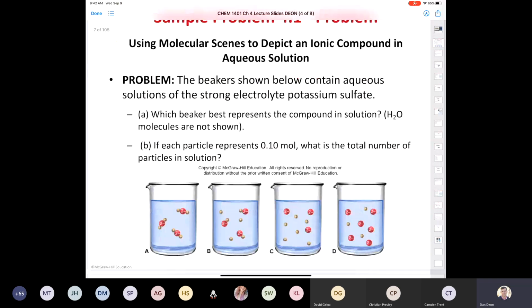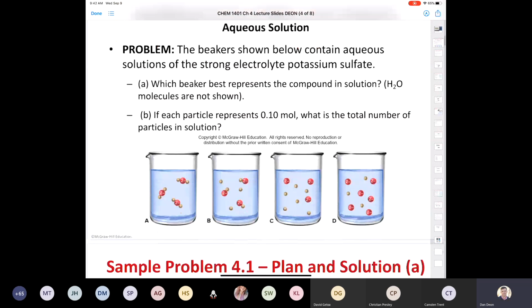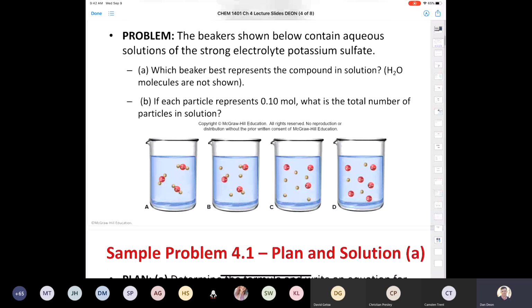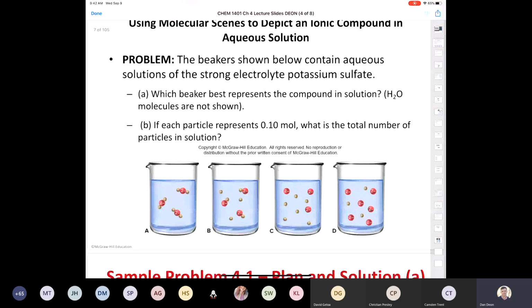It says here, using molecular scenes to depict an ionic compound in aqueous solution. All right, we have a problem. The beakers shown below contain aqueous solutions of the strong electrolyte. What does that tell us if it's a strong electrolyte? It's going to dissociate into ions. So dissociates into ions. I'll even write that in capital letters. Potassium sulfate. Could you write out the formula for potassium sulfate? I hope so. Sulfate is SO4 2-.